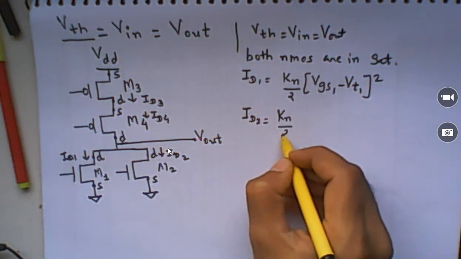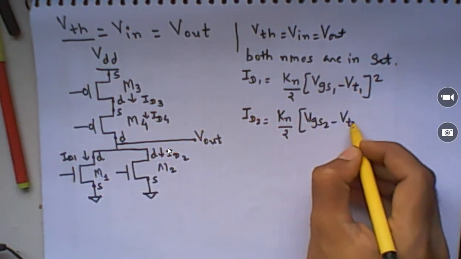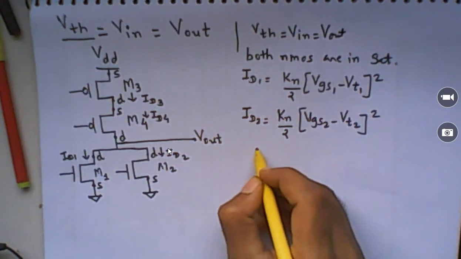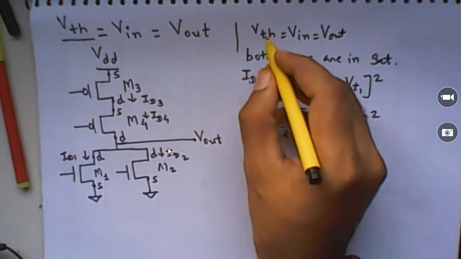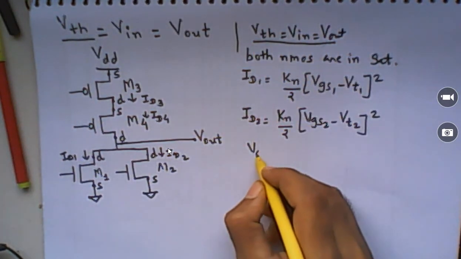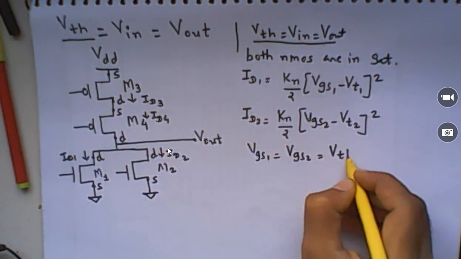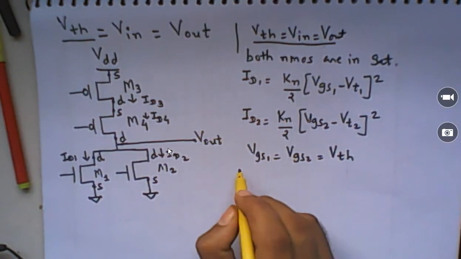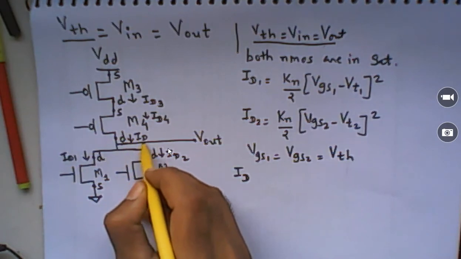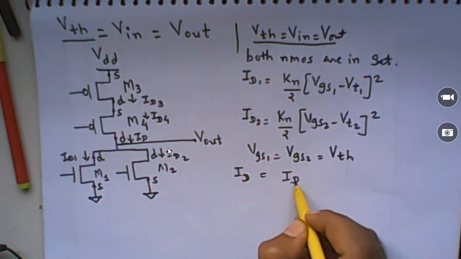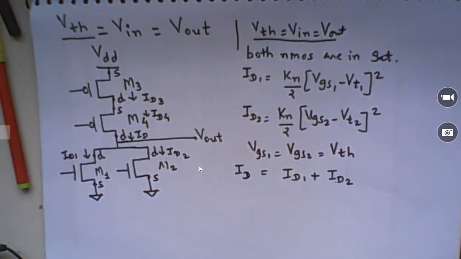Let's say the transconductance is equal for both the MOSFETs, and VGS2 minus the threshold of the second MOSFET, all squared. Let me assume the inputs are equal, right? Here our input is the VTH, so VGS1 is equal to VGS2 is equal to VTH, the threshold which we want to derive. And the total ID current is the addition of ID1 and ID2, ID1 plus ID2, because both the N MOSFETs are connected in parallel.